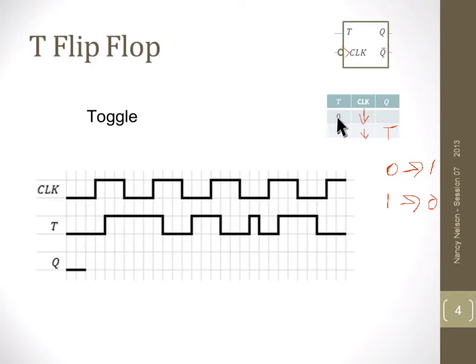Now, if the input is 0, it's like an on-off switch. So this is saying it's off. What it's going to do is it's going to hold whatever value it currently has. So let's take a look at our timing diagram.